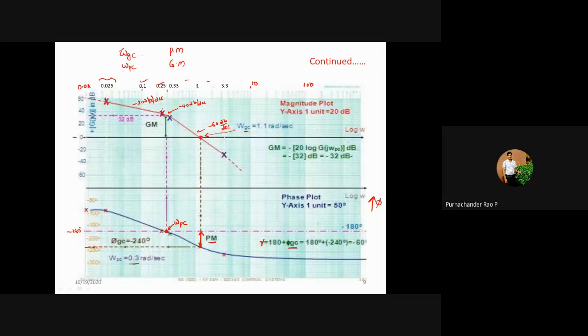Where the gain is 0, from there if we draw a dotted line, we get the phase value. That particular phase value is phi gc, and this phi gc is equal to minus 240. So the phase margin is equal to 180 degrees minus 240, so this is going to be minus 60 degrees. Minus 60 degrees is the phase margin.